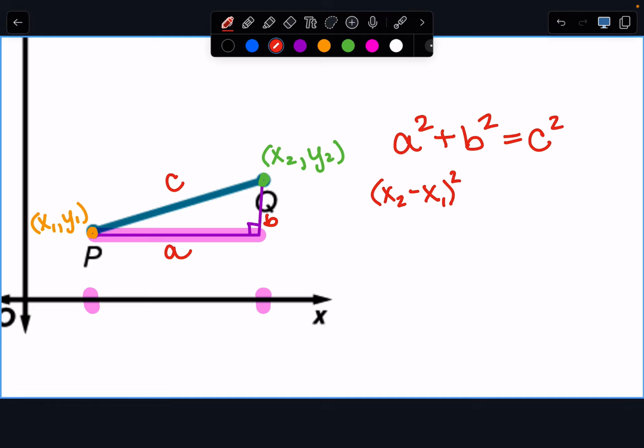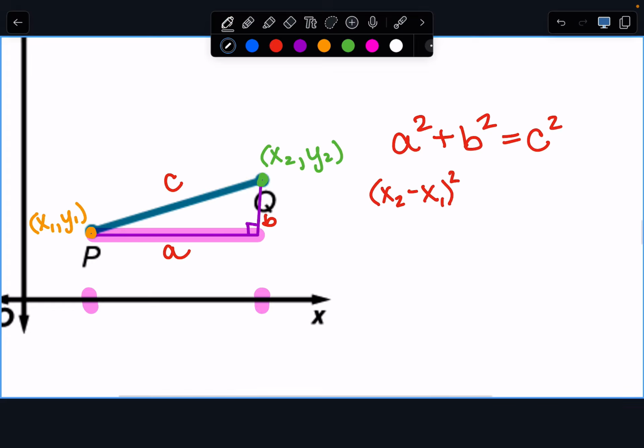Because it's the horizontal distance, so we only care about the difference in the x's. So like this is x1, x2 along the x-axis, right? And then we go up to the y's. So if I'm curious about how long this is, I would just subtract the x's.